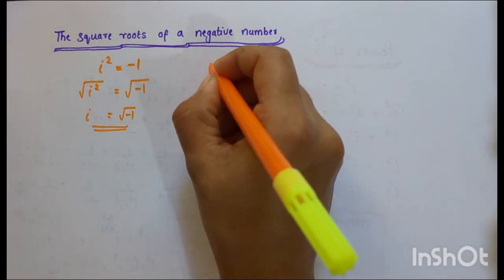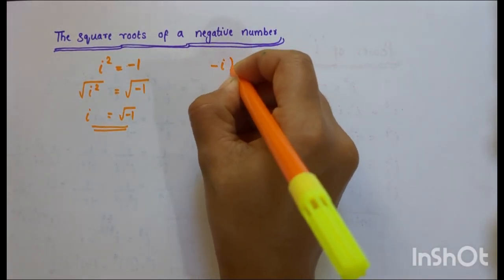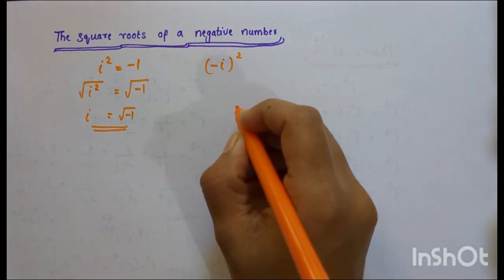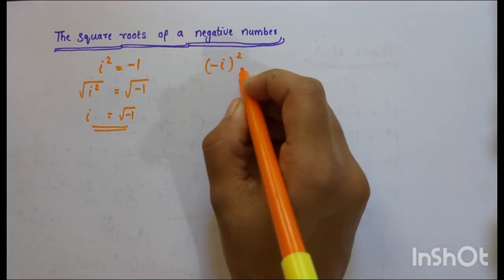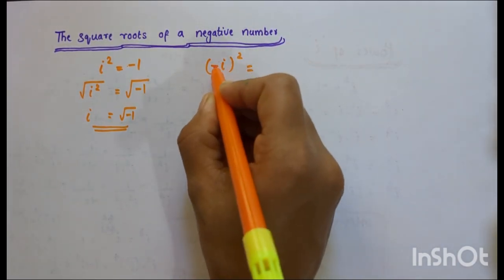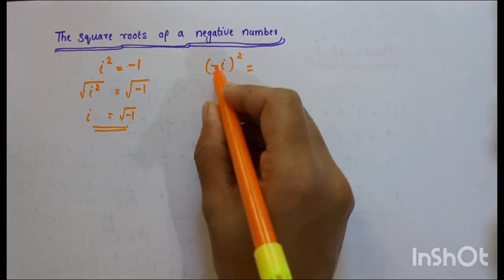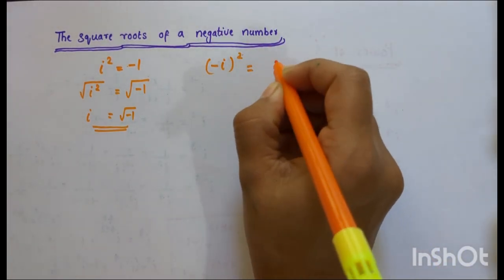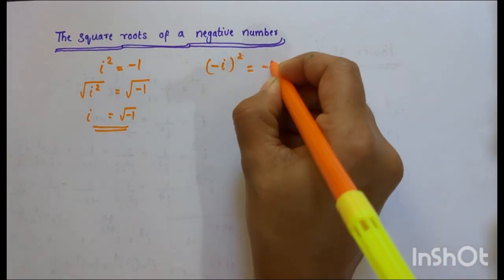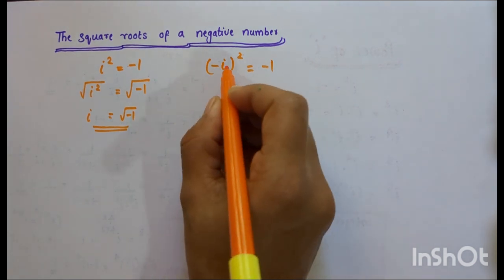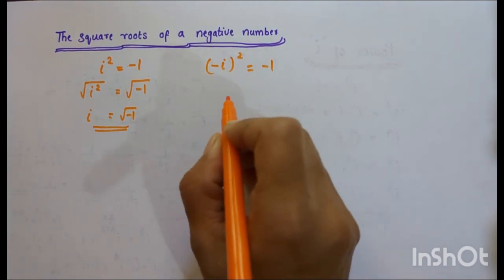Now, i square is equal to minus 1. Similarly, what about (minus i) all square? This is like (minus) square into i square. Minus square is plus, minus into minus is plus, and i square is minus 1. So (minus i) all square is also equal to minus 1.